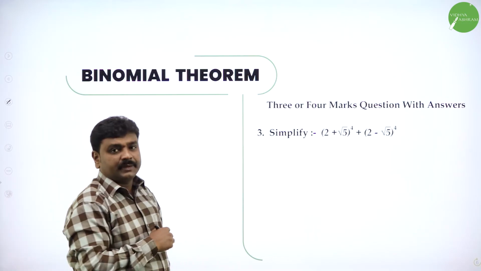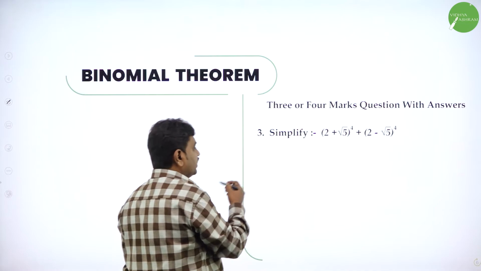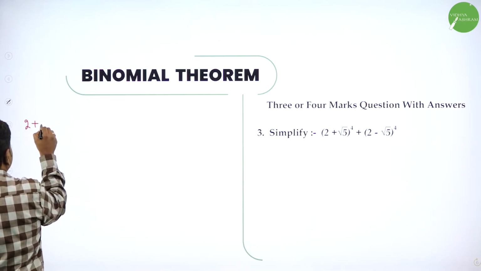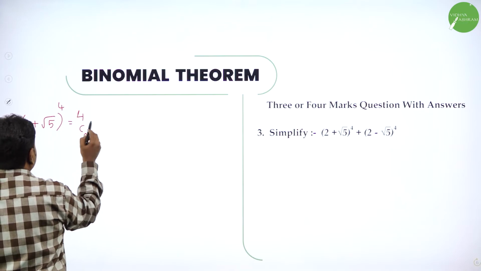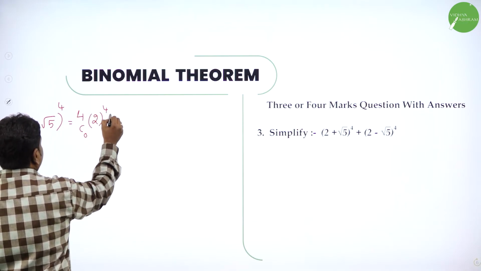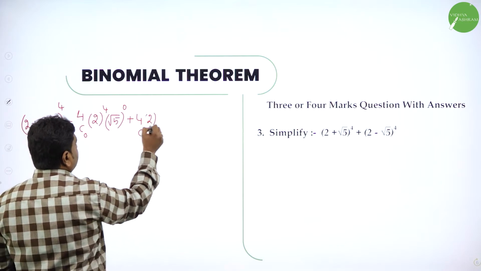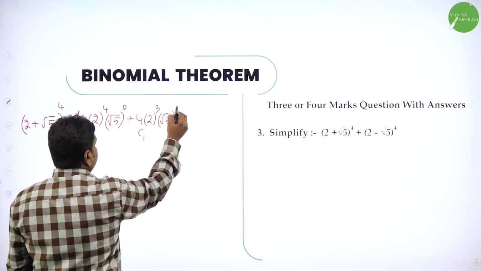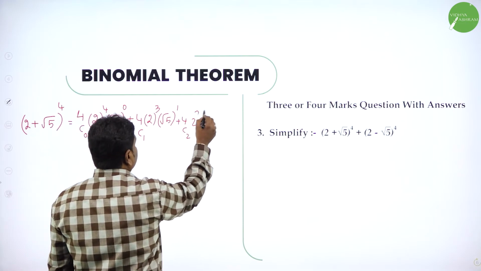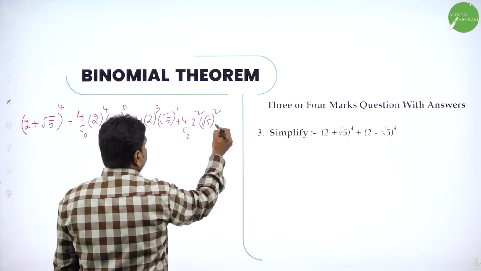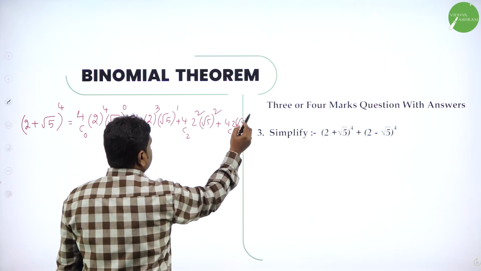Okay, let me start problem 3. Problem 3, they want you to simplify this: 2 plus root 5 power 4, 2 minus root 5 power 4. We'll write the values using the binomial theorem. 2 plus root 5 power 4 can be written as, start with 4c0, first term 2 power 4 and root 5 power 0. Then 4c1, 2 cube and root 5 power 1. Then 4c2, we'll have till 4c4, 2 power 2 and root 5 square. Then we'll have 4c3, 2 and root 5 cube.